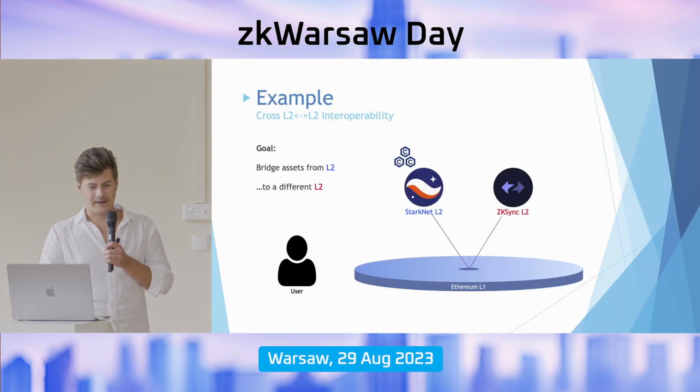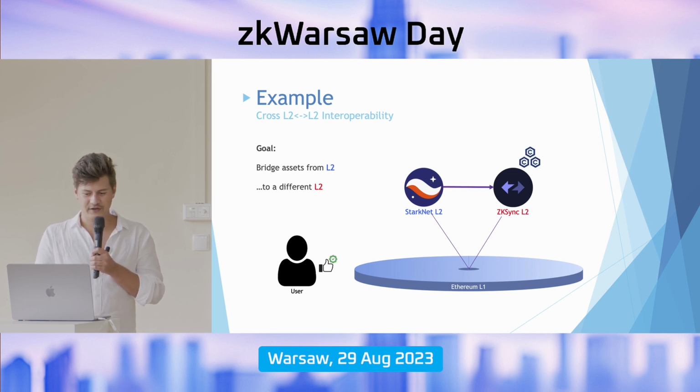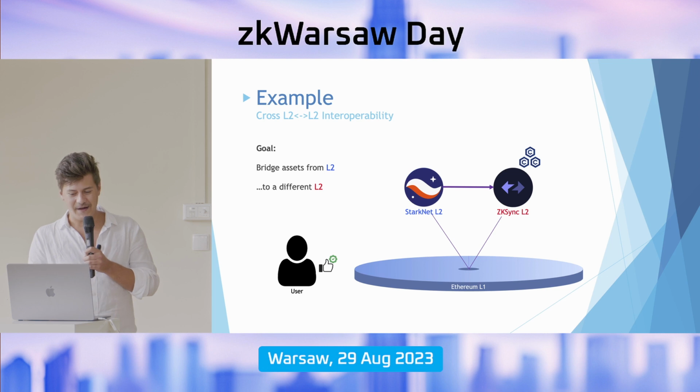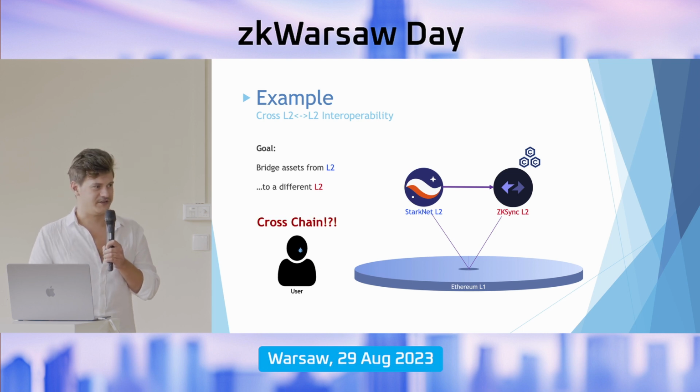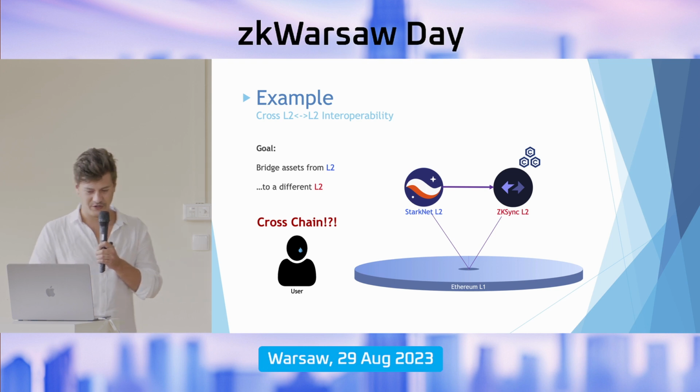Here's an example. Let's say you have some funds on Starknet L2 and you want to move them to ZK Sync L2. You can just bridge them over with, I don't know, what's the shittiest bridge you can think of? Multi-chain? No, don't do that. That's cross-chain. That's the same as going from Ethereum to Solana. Just don't do L2 to L2 bridging, right?